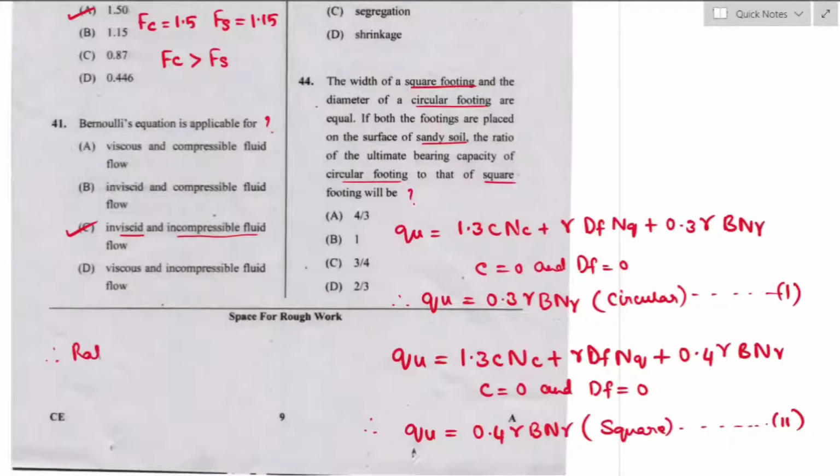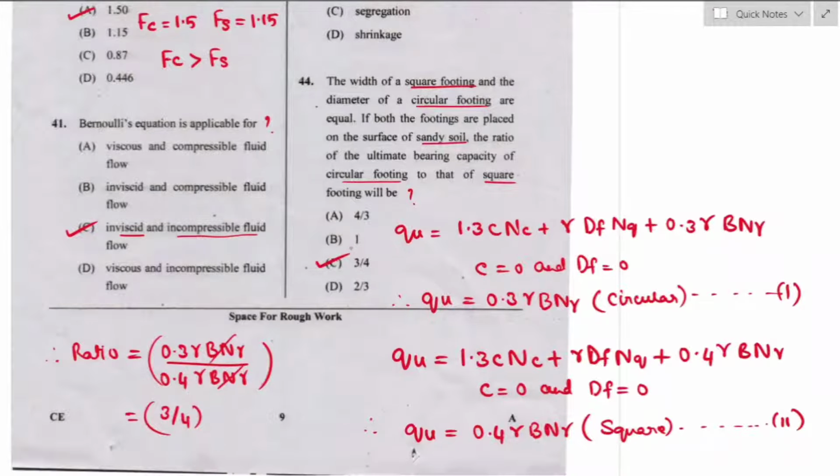So, the required ratio will be 0.3 gamma B N gamma divided by 0.4 gamma B N gamma. On solving this, the ratio will be 3 by 4. So option C is the right answer.